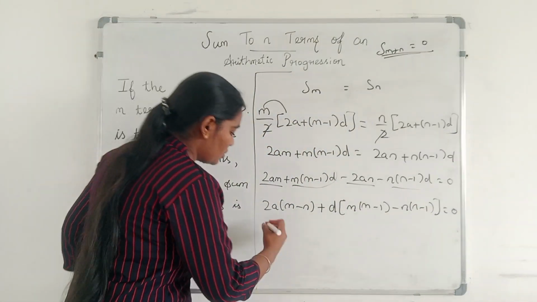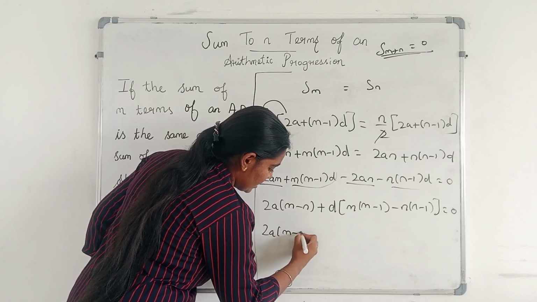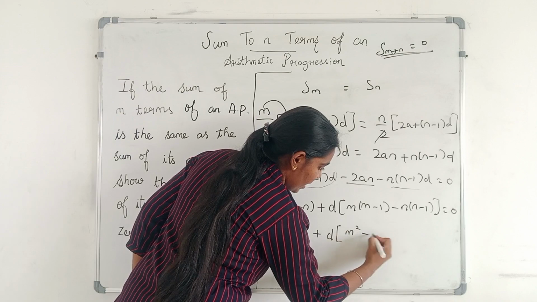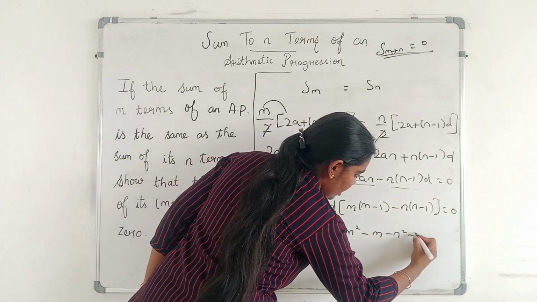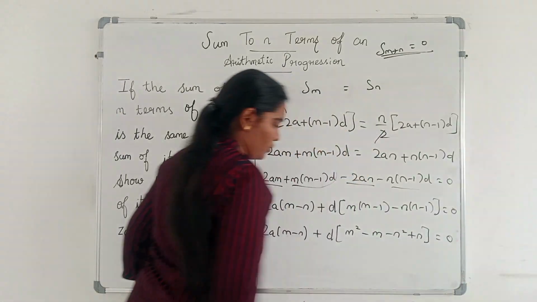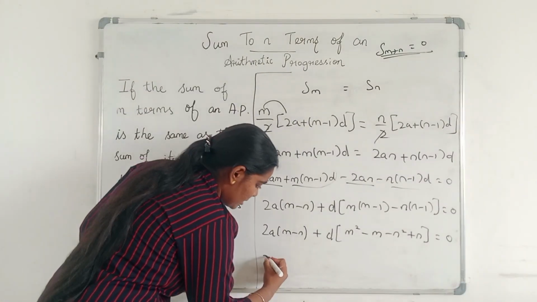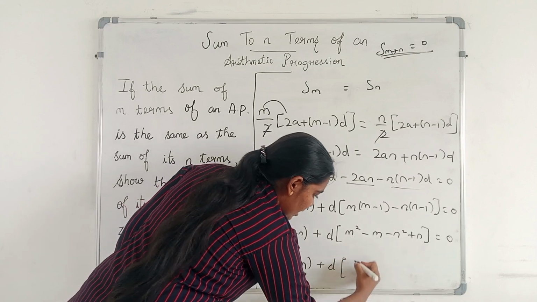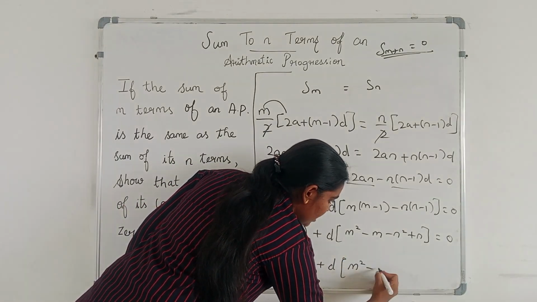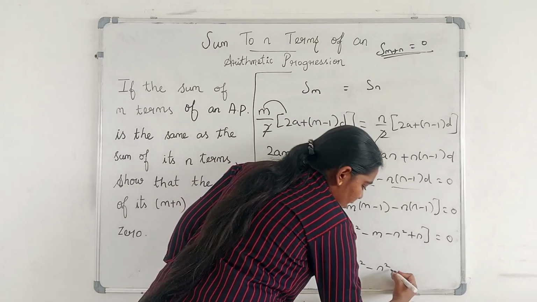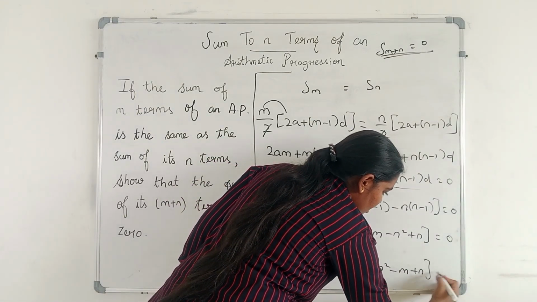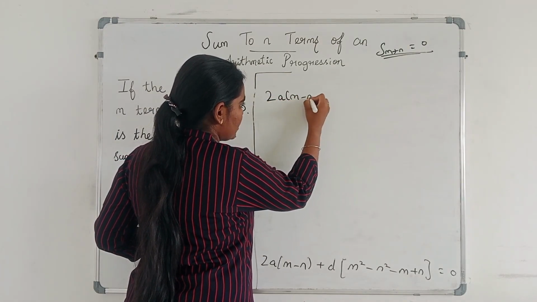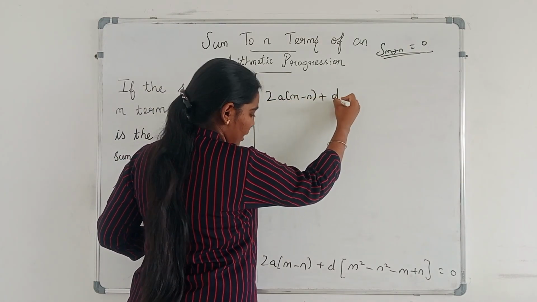Next step, we can do 2a into m minus n plus d multiplied by m square minus m minus n square plus n equals 0. Right. Next step, 2a into m minus n plus d into m square minus n square minus m plus n equals 0.